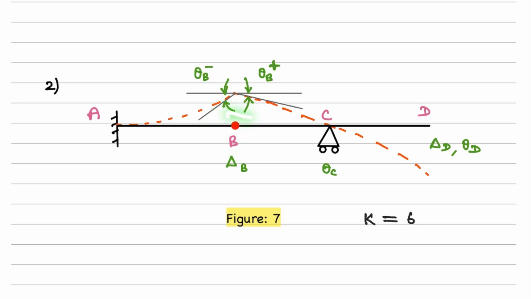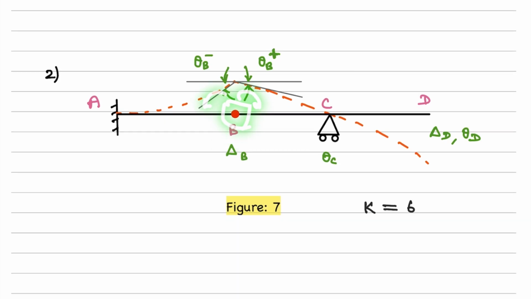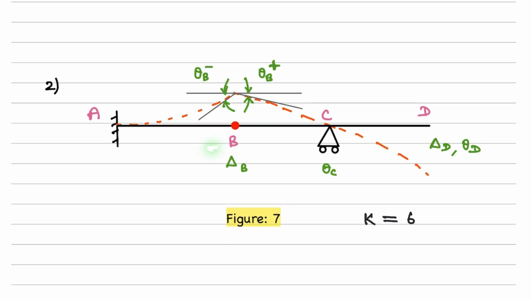And at this joint, the rotation to its left and to its right are different, okay, but the deflection is single valued. Next, we will go to the other remaining supports or joints. At this location, we have a roller support, so only the rotation is possible, theta c.